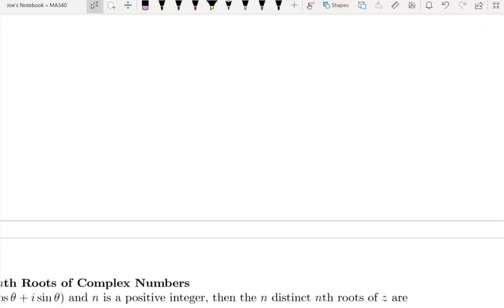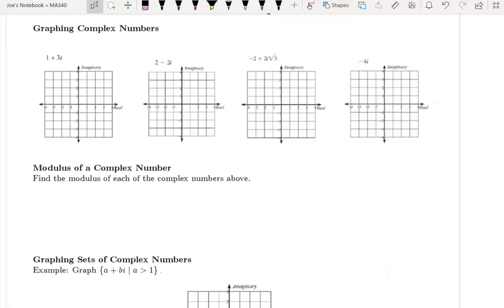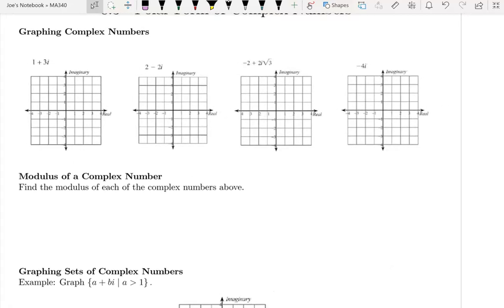All right, so if you want to represent a complex number in polar form, well, first let's just talk about how we graph them. So complex numbers always have a real part, the part that doesn't have an i, and an imaginary part, the part that does have an i. So we can think of the real part as being basically your x coordinate, and your imaginary part as being the y coordinate.